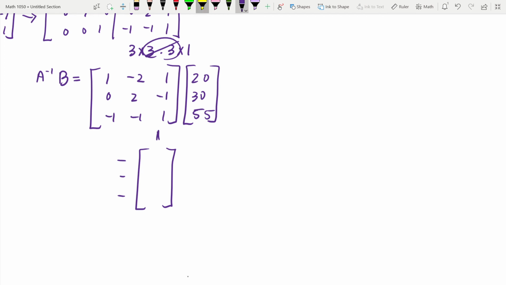Okay, here we go. This matrix, you use the rows, and this matrix, you use the columns. The yellow one on the right comes down to line those up. So 1 times 20 is 20. A negative 2 times 30 is a negative 60. 1 times 55 is 55. Combine those, and I get 15.